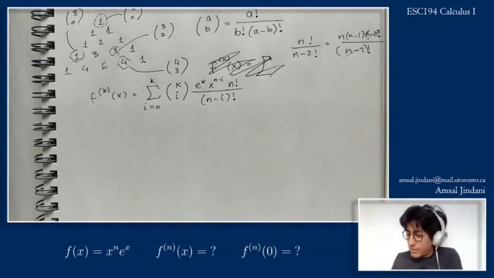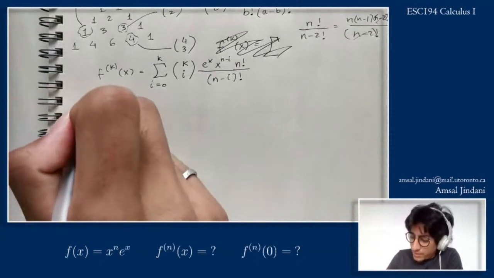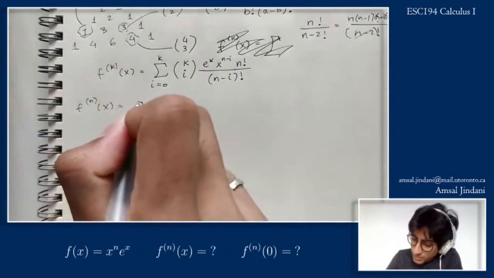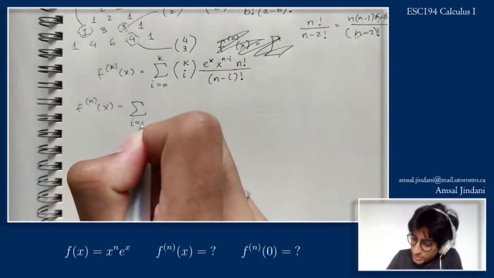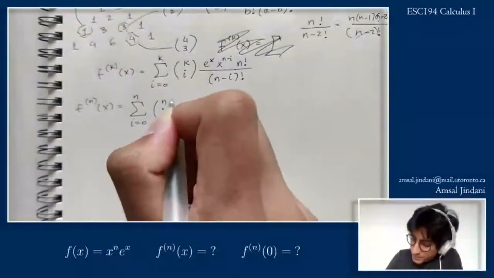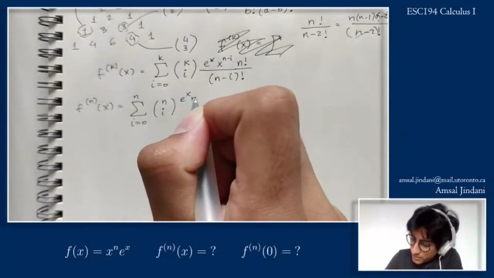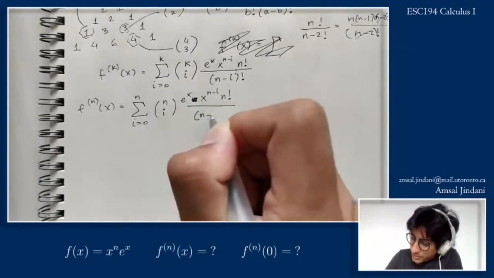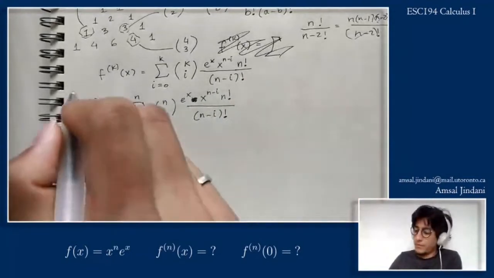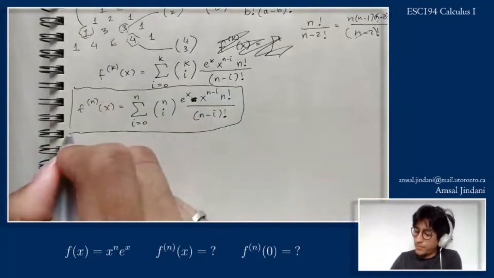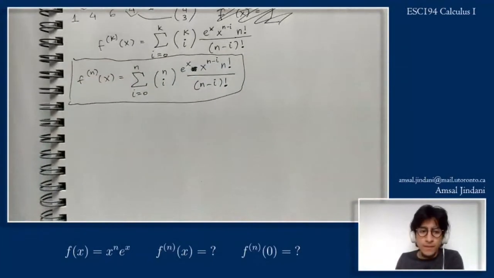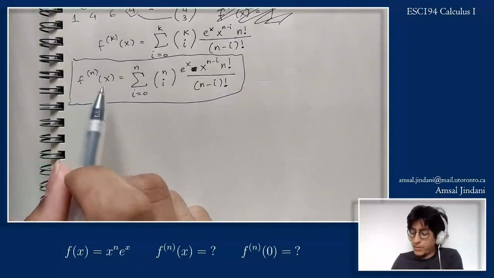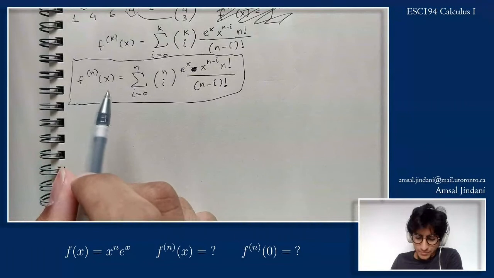Okay, so now we have the kth derivative of this expression. Let me just plug in n here. The nth derivative of this is going to be the summation from i equals 0 to n of n choose i, e to the x times x to the n minus i, n factorial divided by n minus i factorial. So that is the nth derivative of this expression. Now we have to find out what this nth derivative is when it's evaluated at x equals 0.